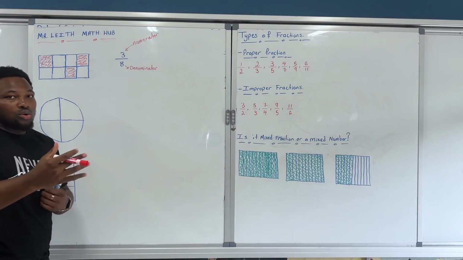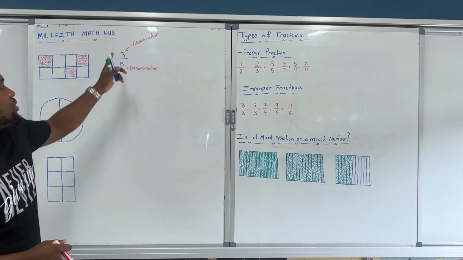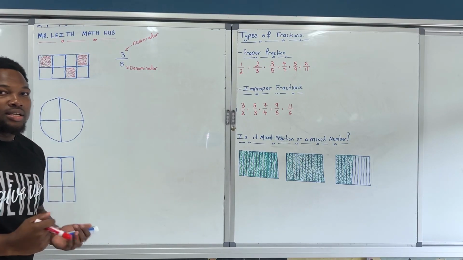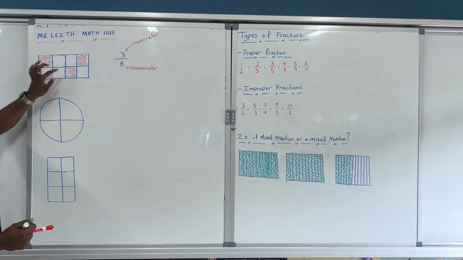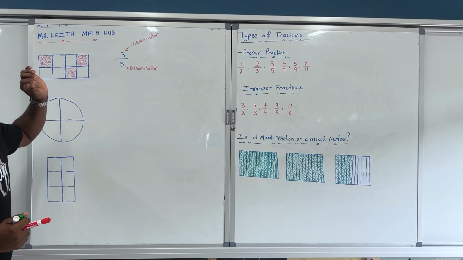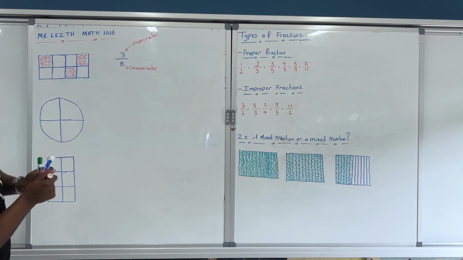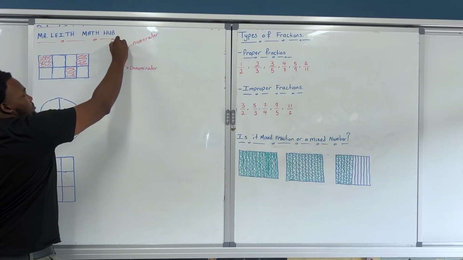The denominator represents how much the whole is cut up into, while the numerator represents how much is highlighted, how much we can take out, how much we can focus on, which is what is highlighted right here. So you get what I said? So this is me.